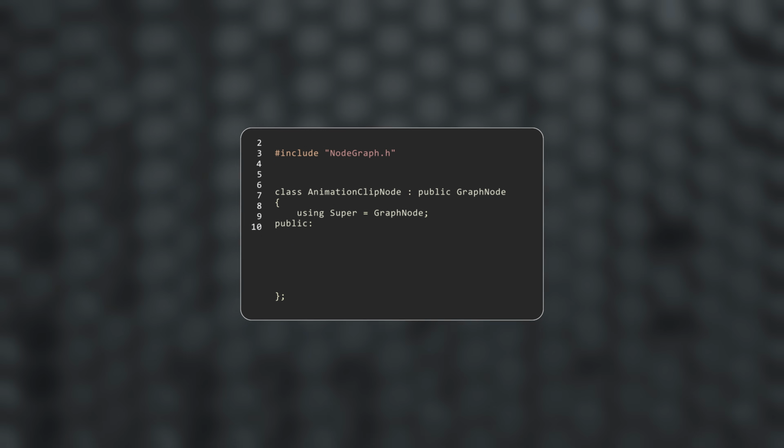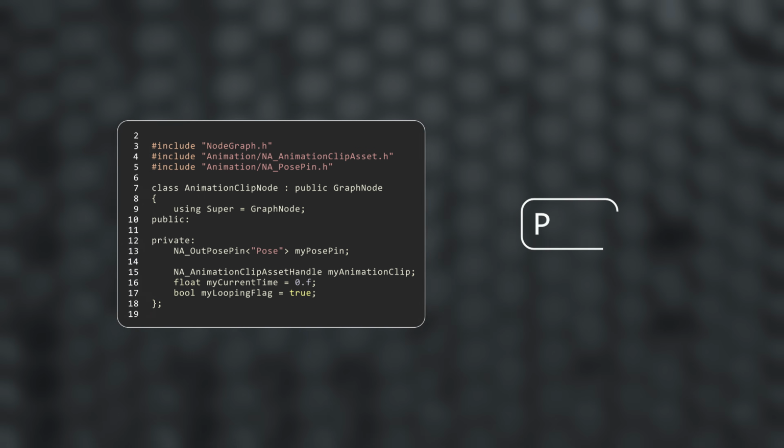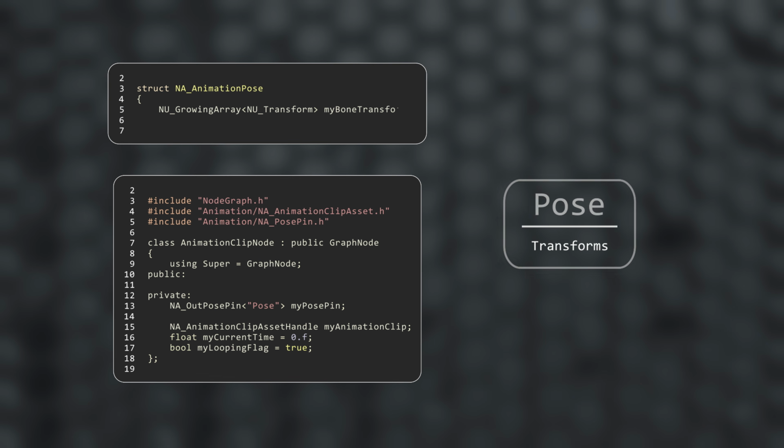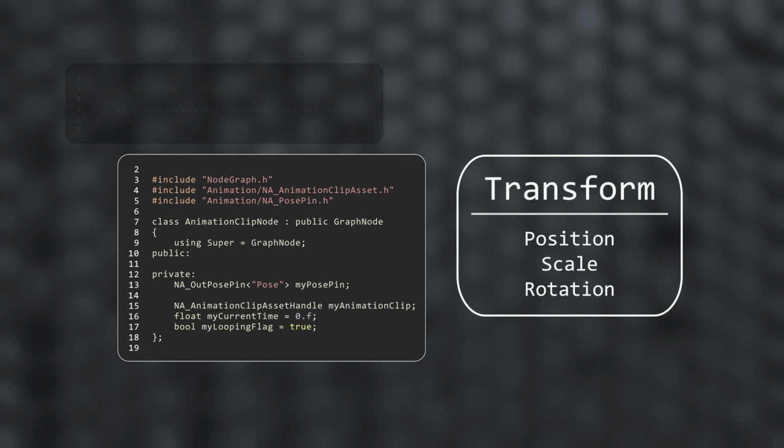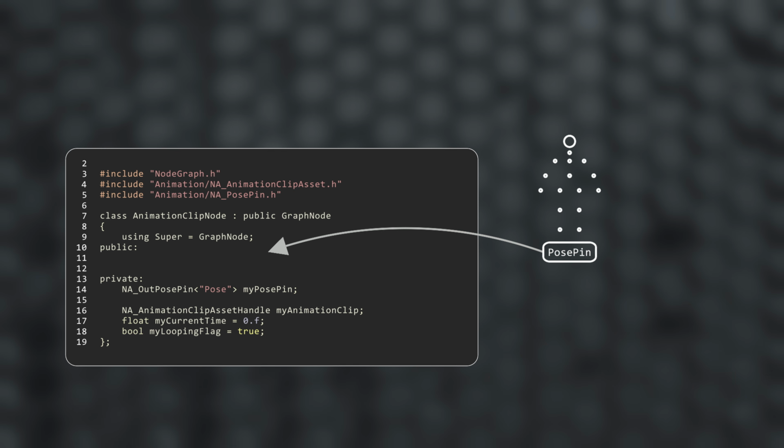For that we need an animation clip, a looping flag, a current time, as well as a pose pin as its output. A pose in this case holds a collection of transforms, which in turn consist of a position, scale, and rotation, and together these transforms describe the state of an animated skeleton. We won't store any of this data in the pin itself, however, but the pin will act more as a binding to the evaluate call of this node.